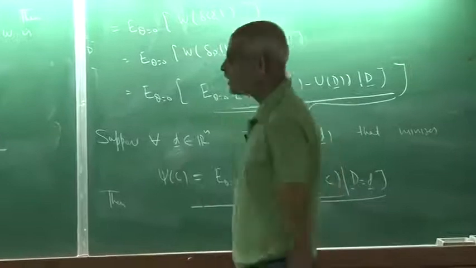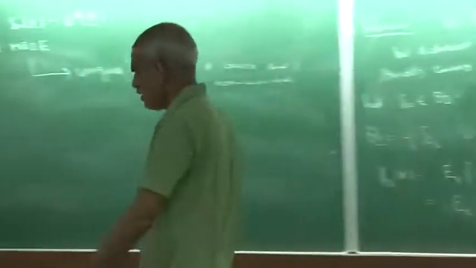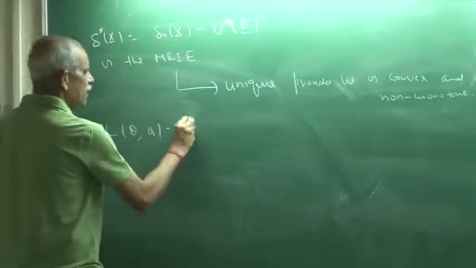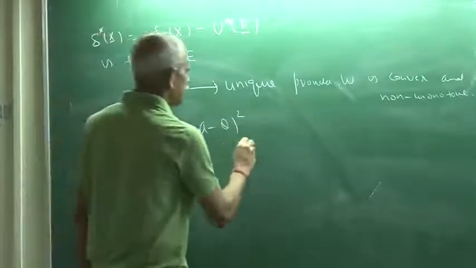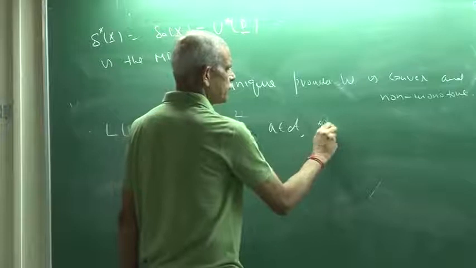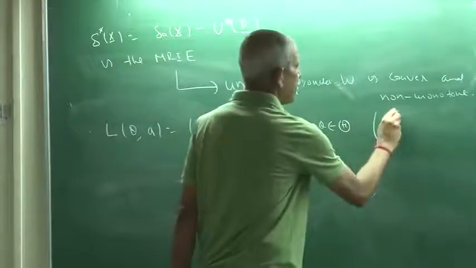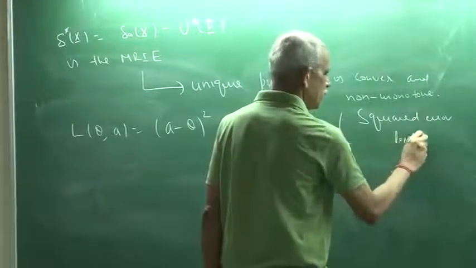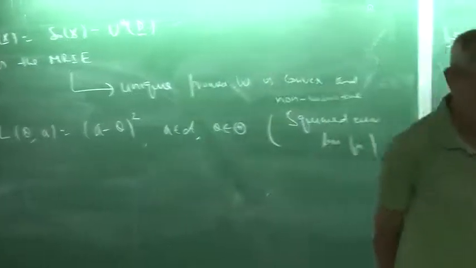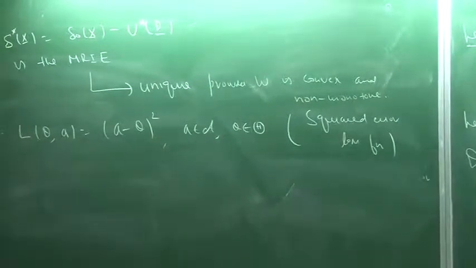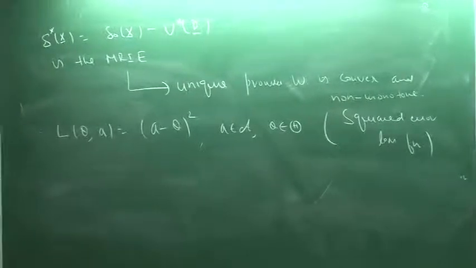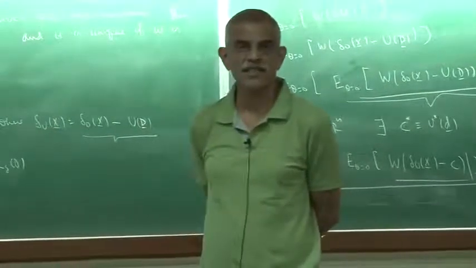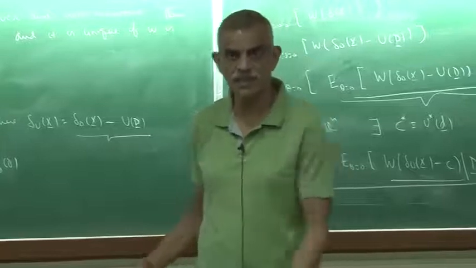the minimum risk estimator. Let us try to see what the minimum risk estimator is for a very commonly used loss function, which is the squared error loss function. L of theta, a is, suppose, a minus theta whole square. This is called squared error loss. So the first thing I have to make sure is whether this loss function is invariant or not. For this to be invariant, it has to be a function only of a minus theta. So this is nothing but a minus theta whole square. So it is only a function of a minus theta, so it is invariant.